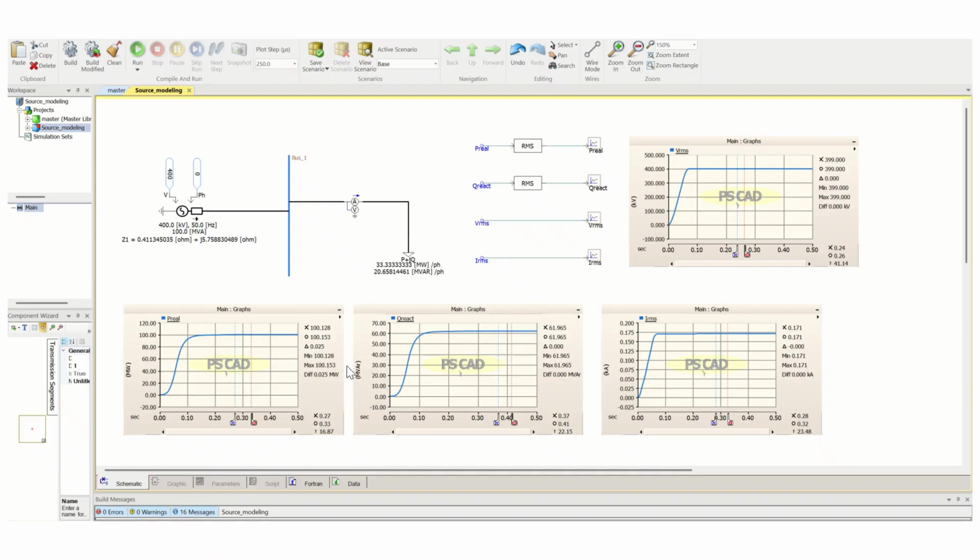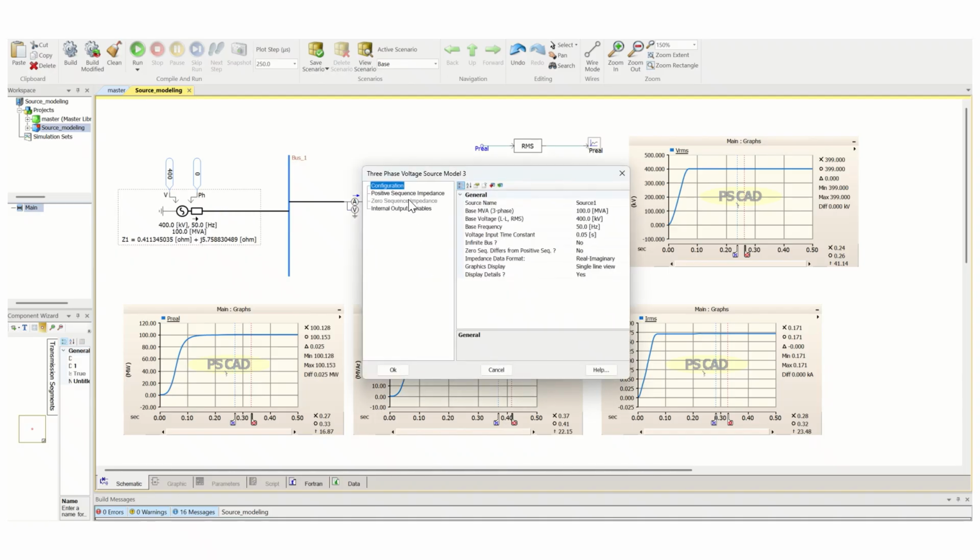Yes, so now it is 100.153. That means there is a slight change but not a drastic change. Here it is 61.965. This is also a slight change, not a drastic change. But there will be a drastic change if this source parameters is changed.